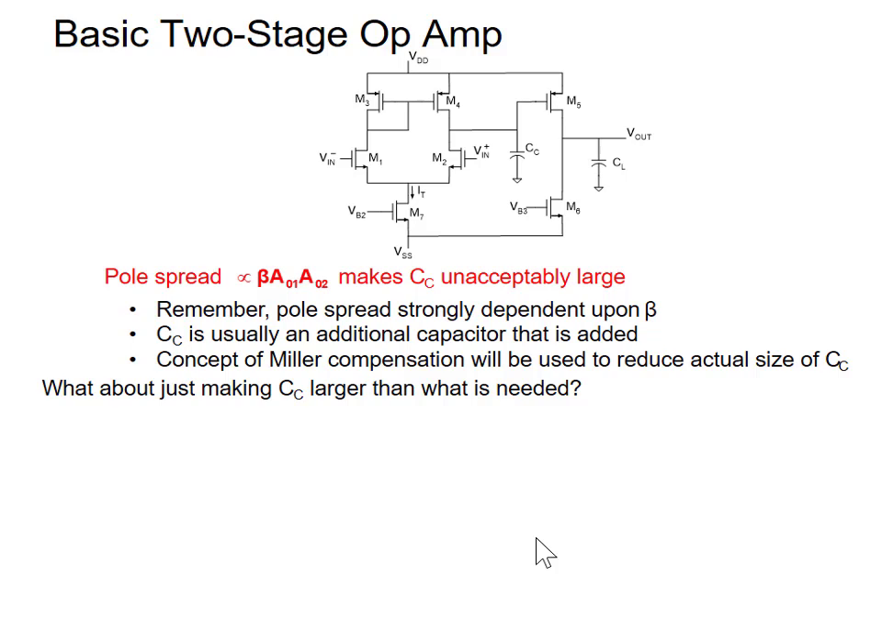Oftentimes it moves one, or it does what's called pole splitting. It moves one up a little bit higher and one down a little bit lower. It depends on the structure, but it dominantly moves one. So what about just making C sub C large? That makes your life easy.